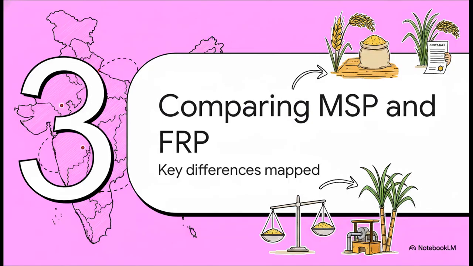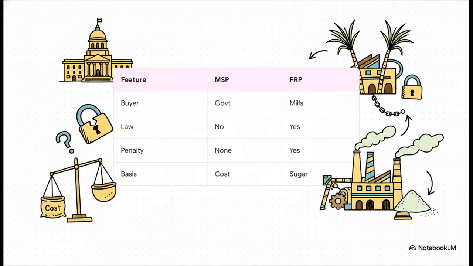Okay, Section 3, comparing MSP and FRP. Let's map out these differences side by side. When you lay it out like this, the contrasts are pretty stark. With MSP, your primary buyers are government agencies like the Food Corporation of India. But with FRP, it's the private sugar mills. And remember that legal guarantee we talked about? MSP doesn't have one, and there's no specified penalty for non-payment. But FRP is legally backed.